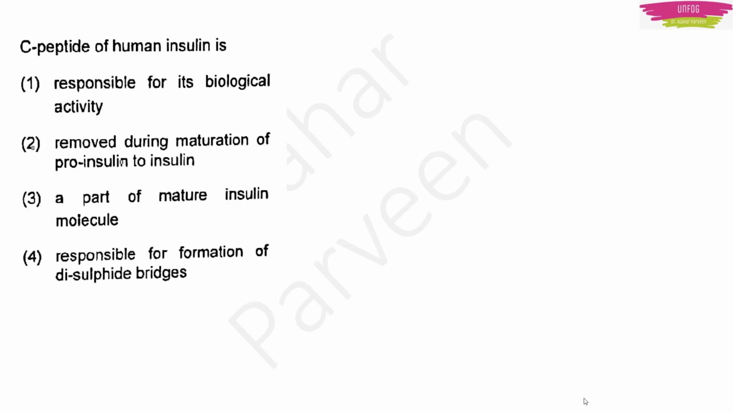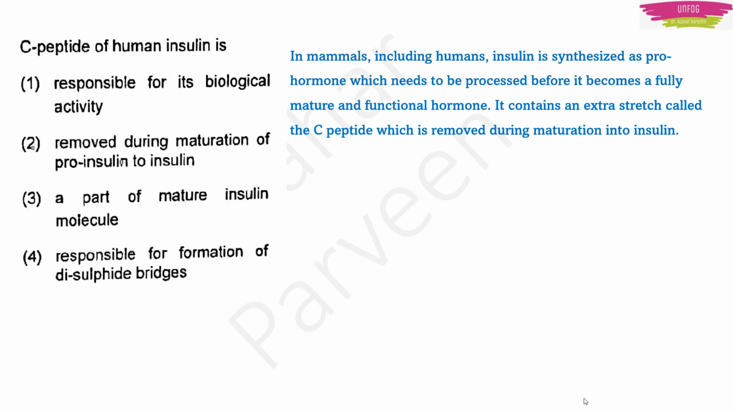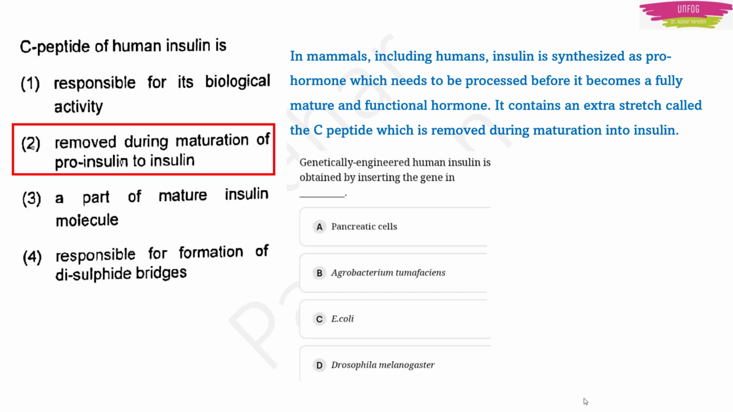Next question. C-peptide of human insulin: is it responsible for its biological activity, removed during maturation of proinsulin to insulin, a part of the mature insulin molecule, or responsible for formation of disulfide bridges? In mammals, including us, insulin is synthesized as a prohormone, which needs to be processed before it becomes a fully matured and functional hormone. It contains one extra stretch. That stretch is called the C-peptide and it will be removed during maturation into insulin. So option 2 is the right answer.